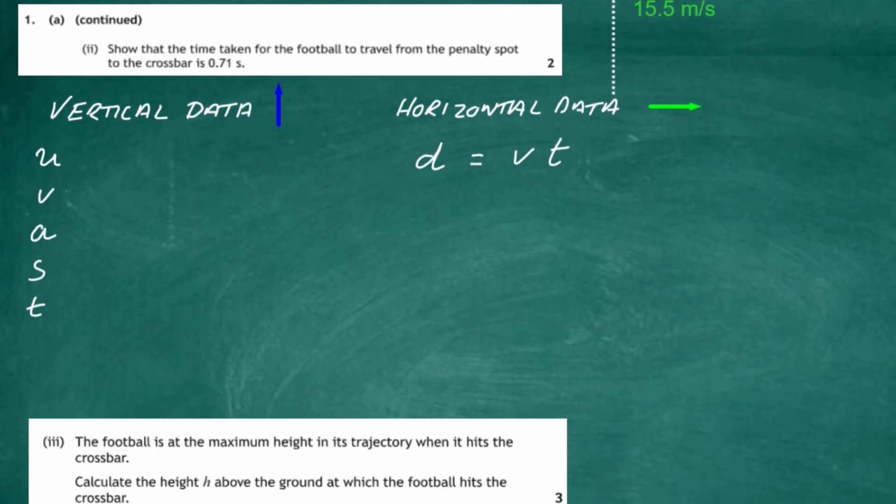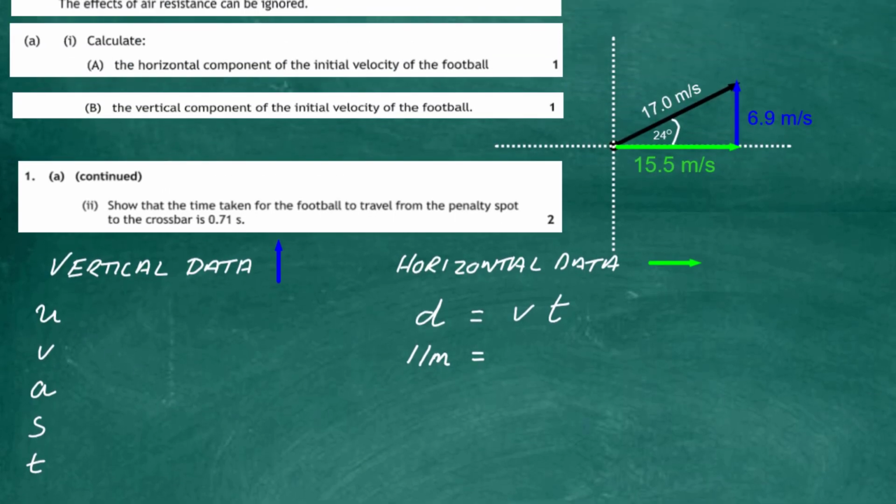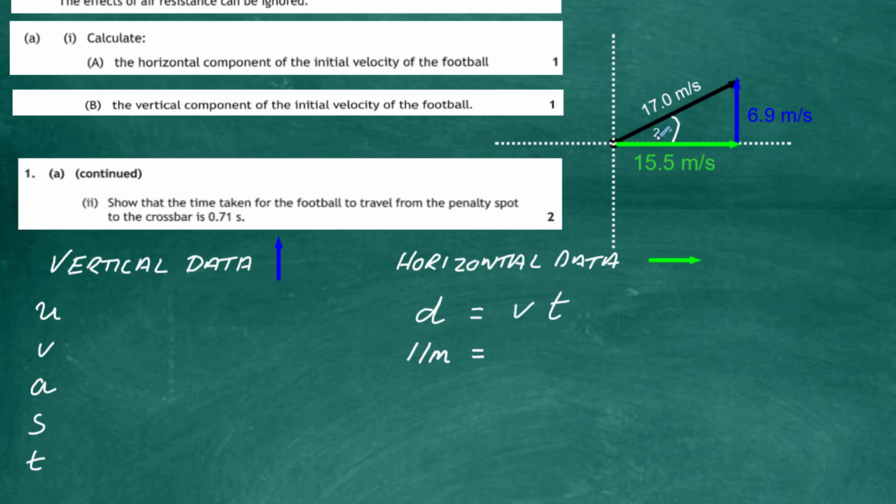So right away we can plug in 11 metres, and that distance is going to be 11 metres. What's going to be the horizontal velocity in this particular time? Well, we'll look again at our diagram, and our initial horizontal velocity is going to be 15.5 metres per second, and that remains constant throughout the flight, 15.5 metres per second. And then we've got to multiply that by t.